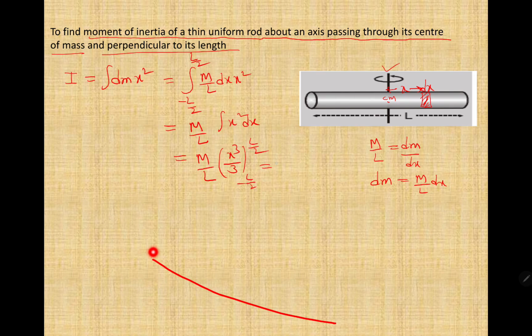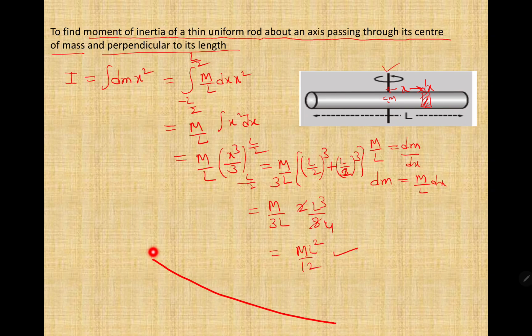Now if you substitute upper limit minus lower limit, M by L, by 3 is there here, x cube means L by 2 whole power 3 minus minus L by 2 whole cube, where minus minus becomes plus, and L by 2 whole power 3. As a next step, M by 3L, and this becomes 2 into L cube by 8. Now 2 fours are 8, 4 into 3 is 12. So one L gets cancelled. Finally we get ML square by 12.